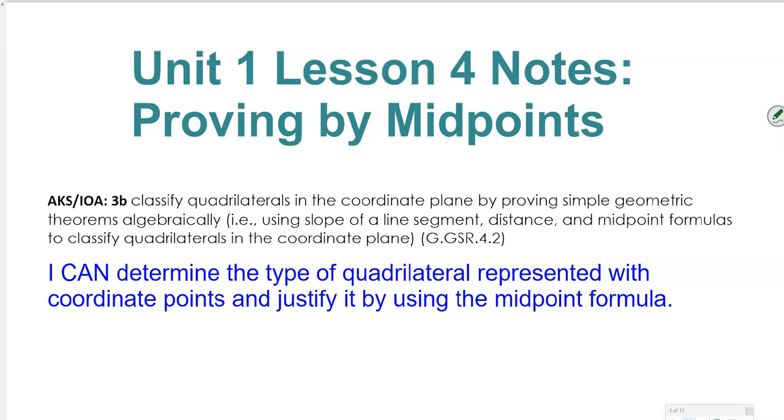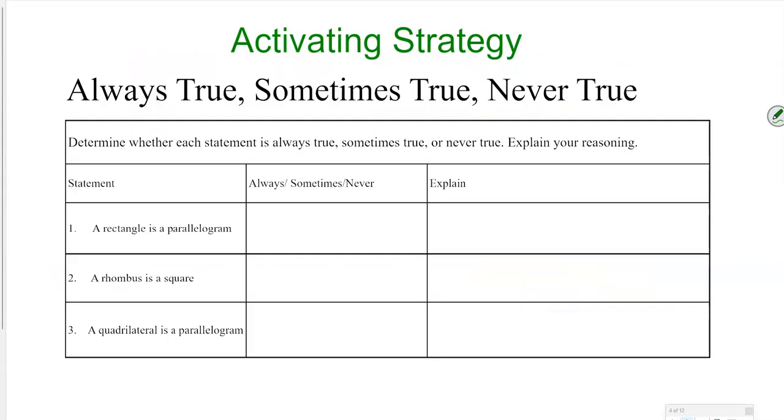So in this lesson today, we're going to determine what kind of shape things are by using the diagonals. And if the diagonals have the same midpoint, then we're going to talk about what kind of shape it is, and we're going to talk about how the diagonals affect each of these shapes, okay?